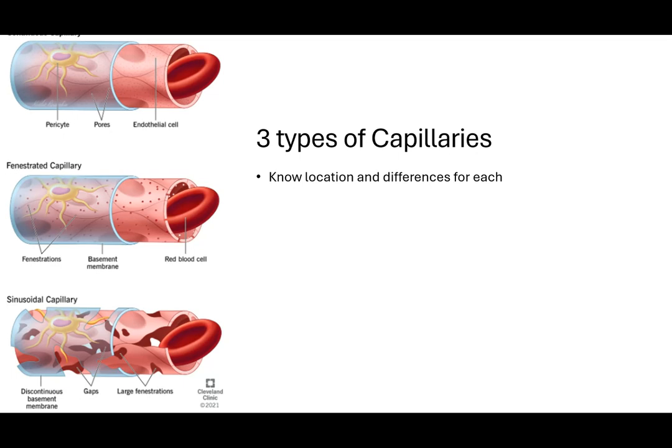And these are going to be located in the kidneys, the villi of the small intestines, and the choroid plexus, where cerebrospinal fluid is formed in the ventricles of the brain. Also, most of the endocrine glands will have fenestrated capillaries. And then the sinusoid capillaries have really unusually large fenestrations, right?